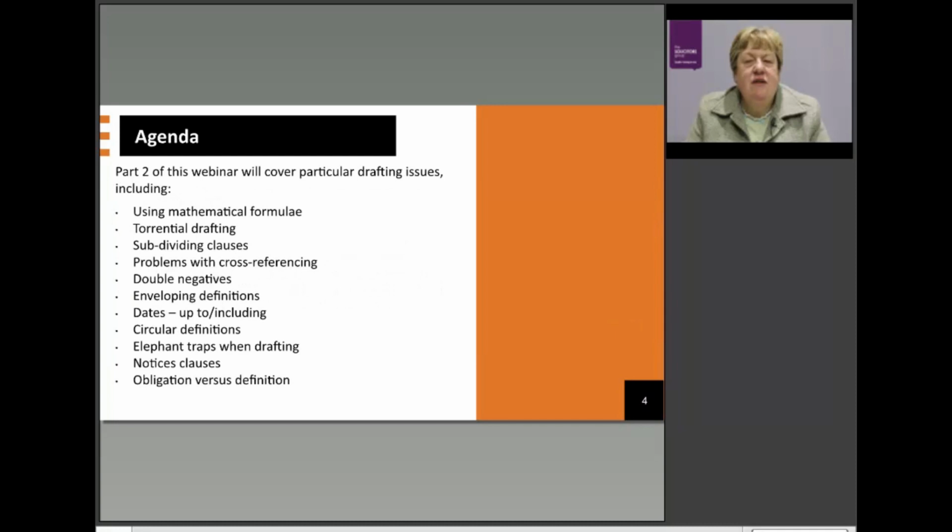So in this part 2, I'm going to be looking at using mathematical formulae, torrential drafting, subdividing clauses, problems with cross-referencing, double negatives, enveloping definitions, dates up to, including, from, and so on, circular definitions, elephant traps when drafting, notices clauses, and obligation versus definition.